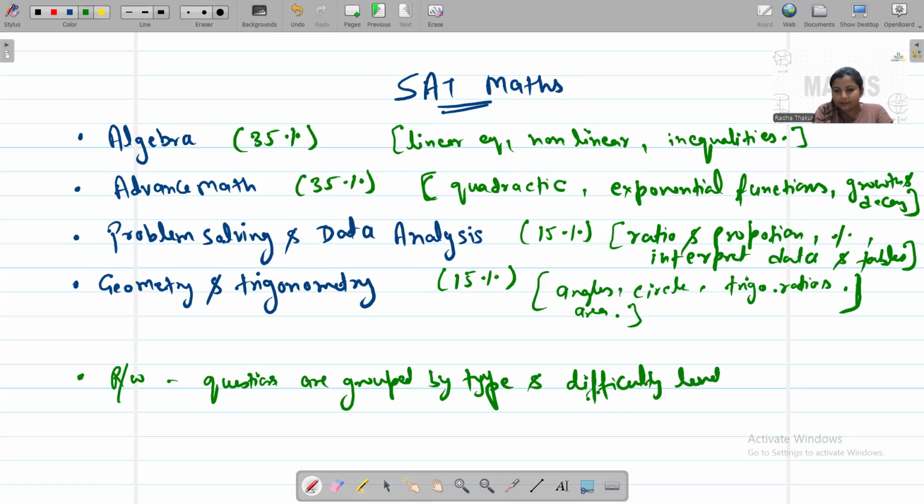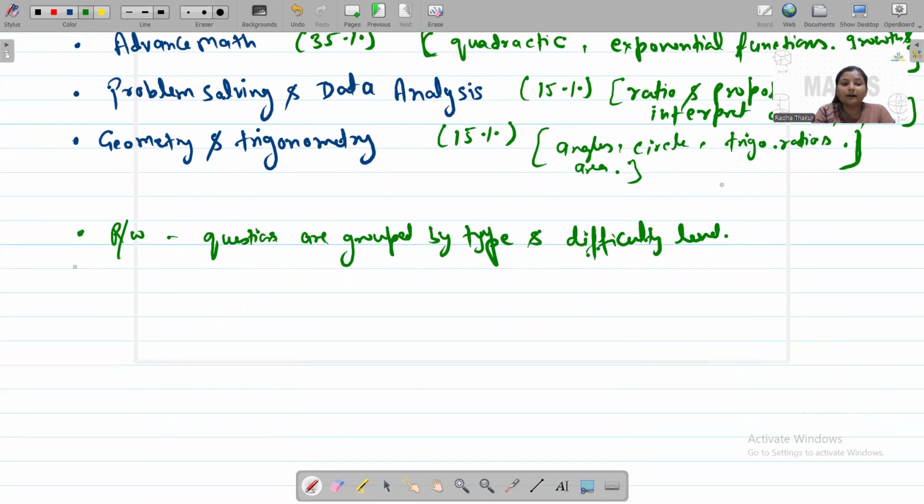But in maths, you will get random questions. The difficulty level is not in order. It is a rough order of questions.